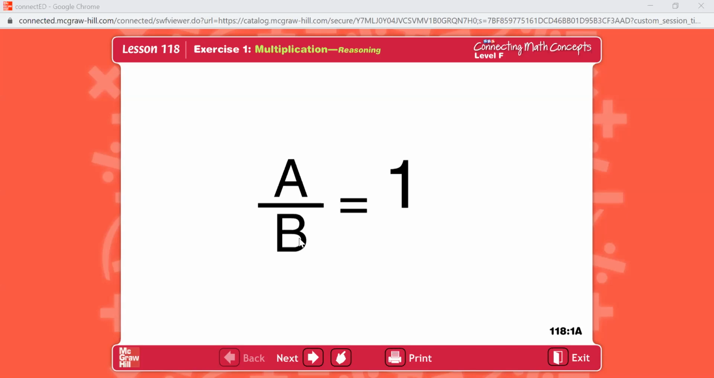What's another pair of numbers for a fraction that equals 1? It could be any pair of identical numbers. 1 over 1, 2 over 2, 3 over 3, 4 over 4, 5 over 5, and so on.